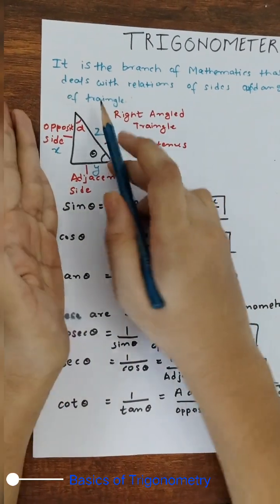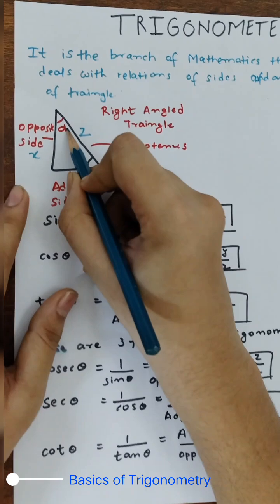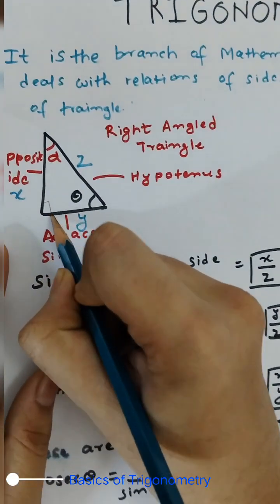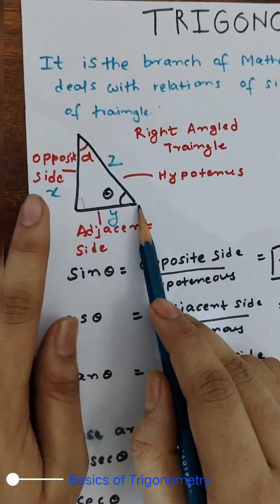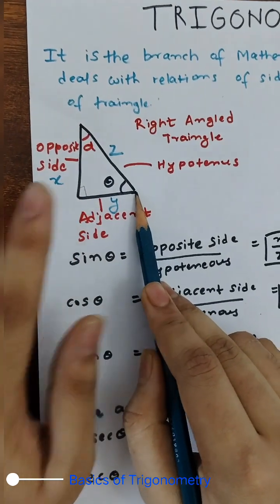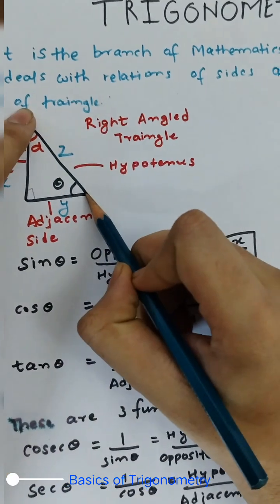So we have a right angle triangle present here. We have the angles as theta, alpha, and this angle will be 90 degrees because it's a right angle triangle. Now let us name the sides. Let this side be y, which is the base. Let this height be of length x and the hypotenuse of length z.